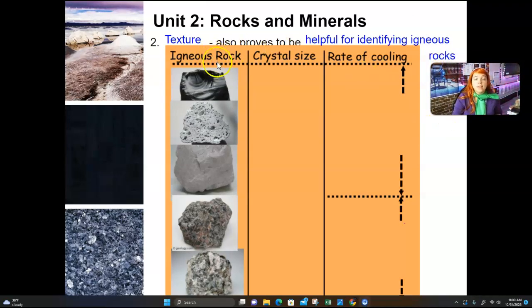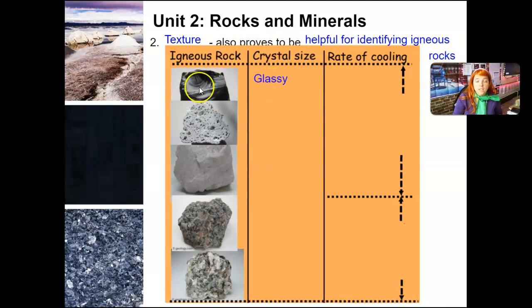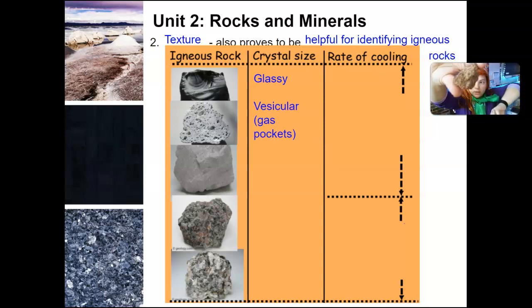You're going to look at the crystal size, how big they are. So looking at this is glassy. My favorite, this is obsidian. You know that if it's glassy, it has cooled rapidly, like very, very rapidly. Then the next one down, this one, and this one, they have gas pockets in it. Again, pretty fast. And then you're going to have this one right here.